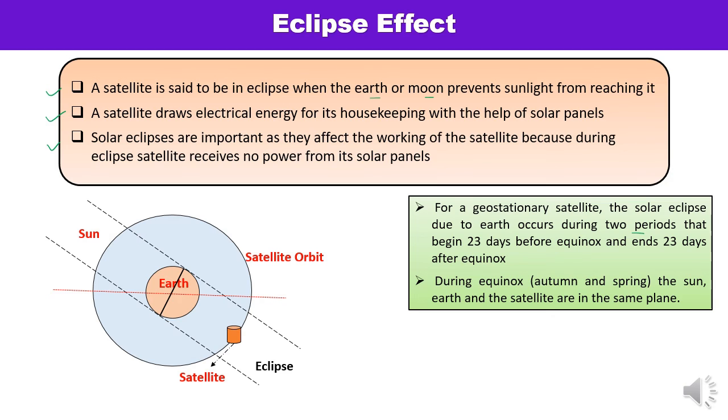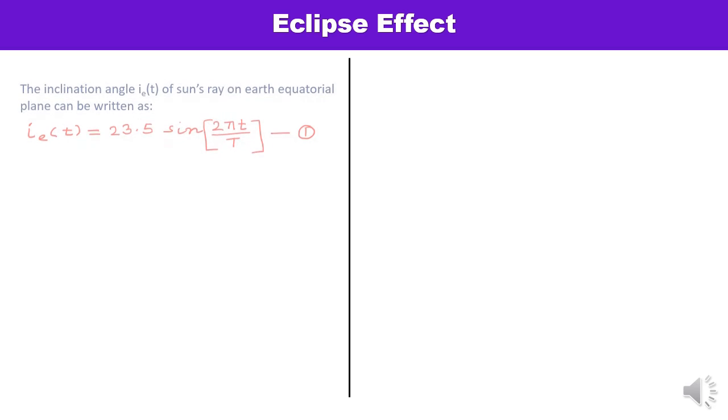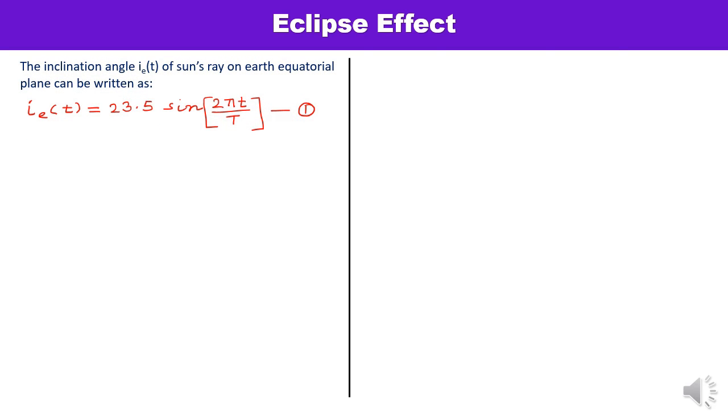Beginning 23 days before the equinox and ending on the 23rd day after the equinox. And during the equinox, meaning autumn and spring, the sun, earth and satellite are on the same plane. During the equinox they are aligned on the same plane. The inclination angle of the sun's ray on the earth's equatorial plane can be calculated. So the inclination angle is 23.5 sine 2 pi small t upon capital T. Here capital T is the annual period. This annual period is equal to 365 days.